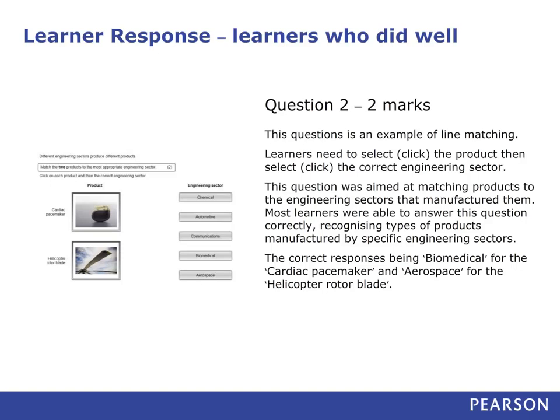Question 2. This is an example of a line matching question. Learners needed to match 2 engineered products to achieve 2 marks. Learners tended to do well on this question and were able to achieve both available marks.